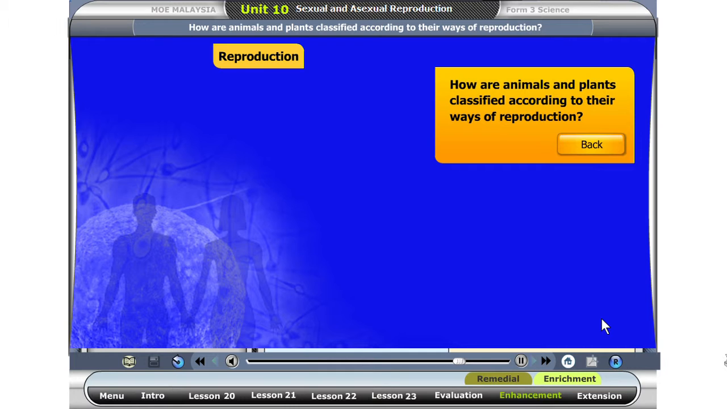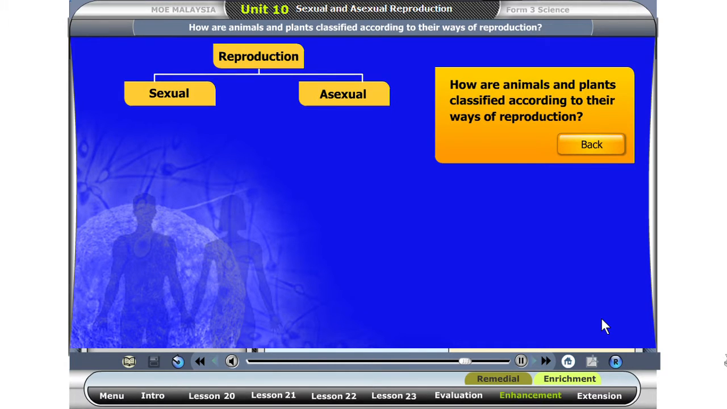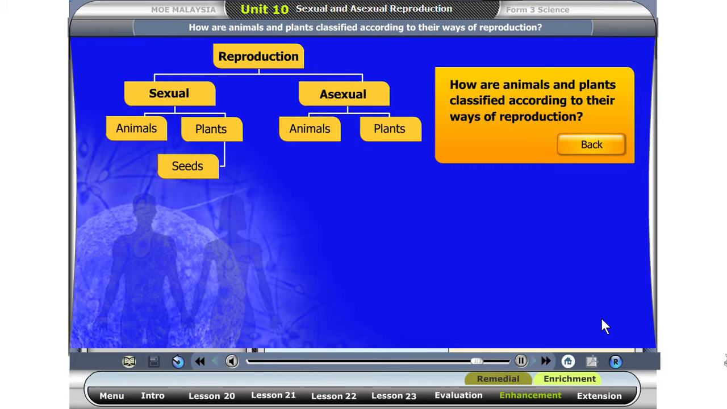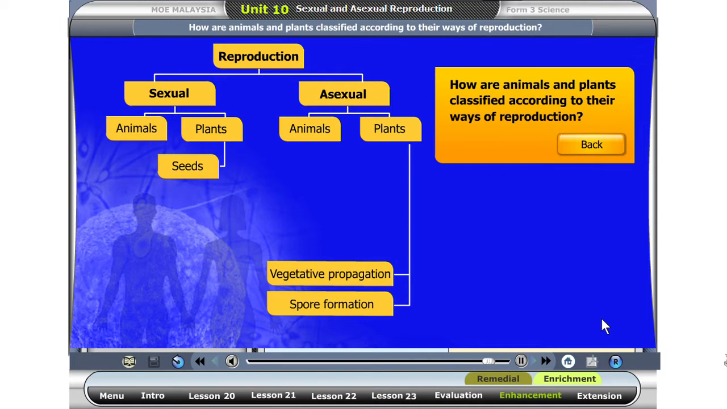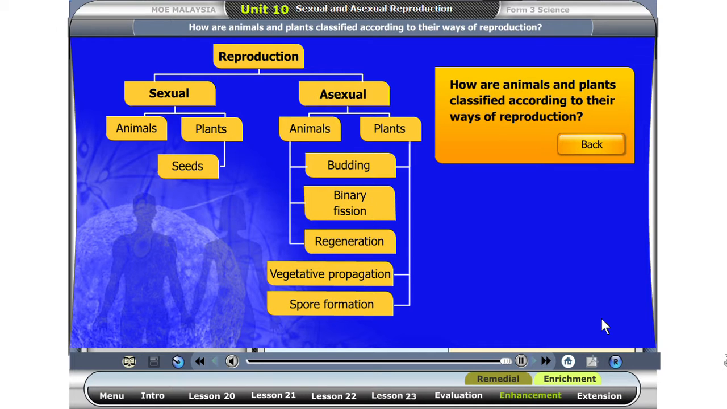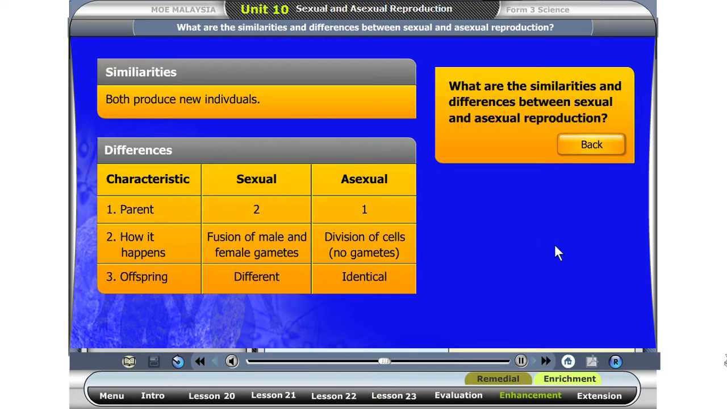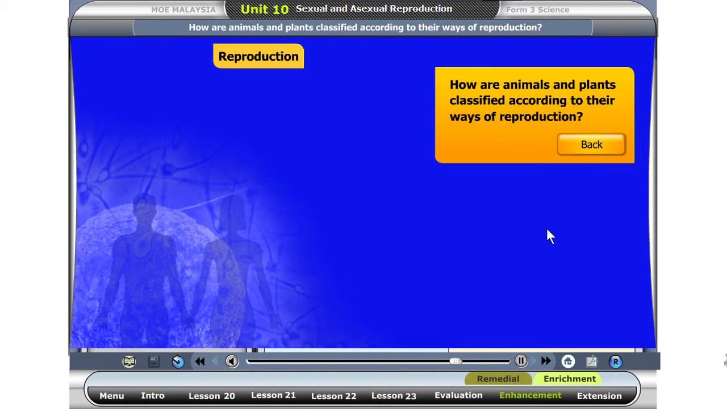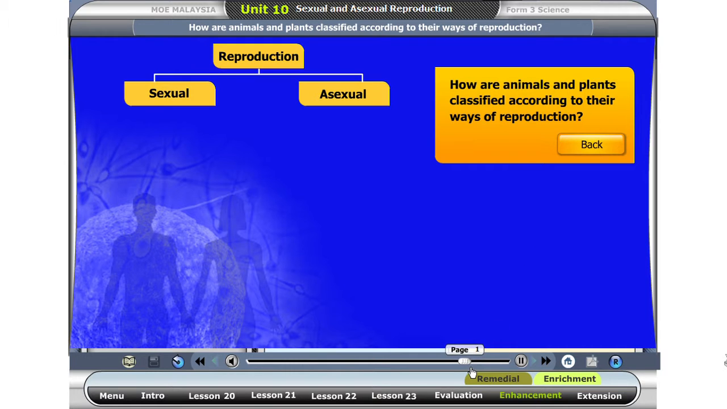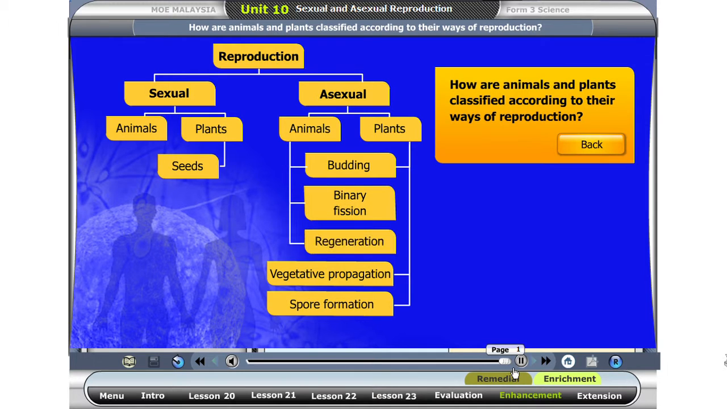Reproduction in plants and animals can be classified as sexual or asexual. Sexual reproduction in plants occurs only in flowering plants. Asexual reproduction in plants is classified under 3 types: spore formation, vegetative propagation, and budding. Asexual reproduction in animals is classified under these types: binary fission, budding, and regeneration.